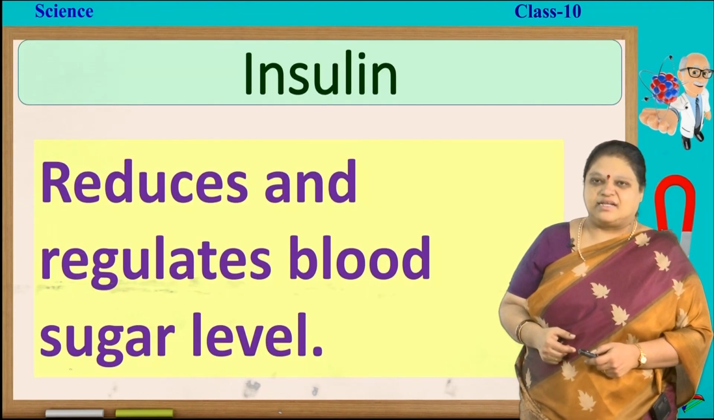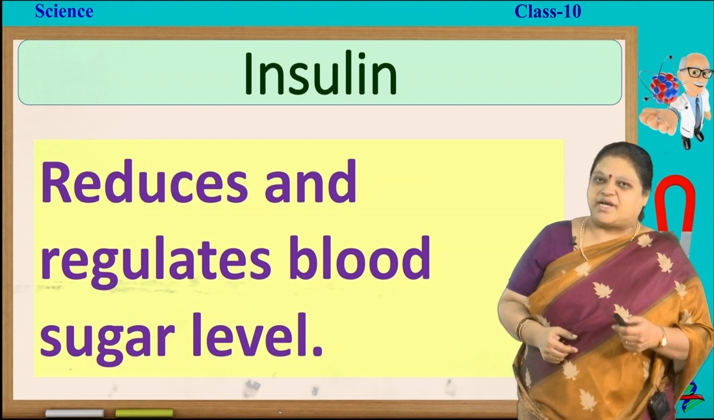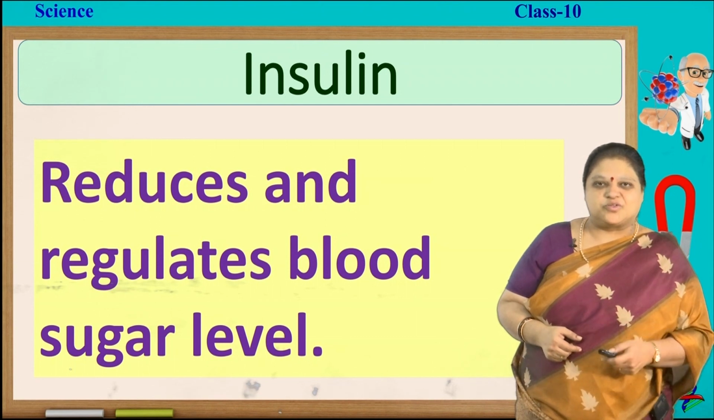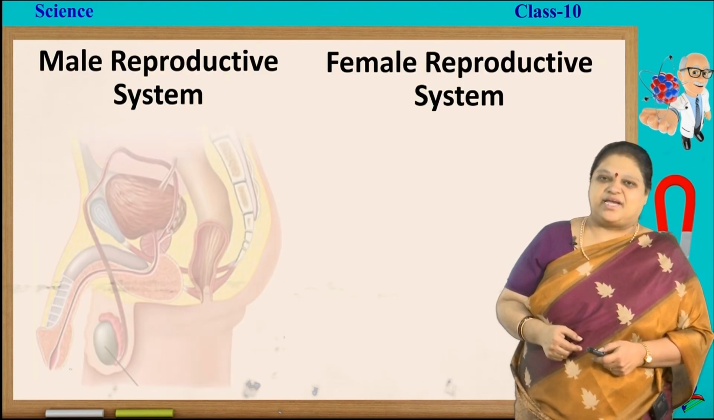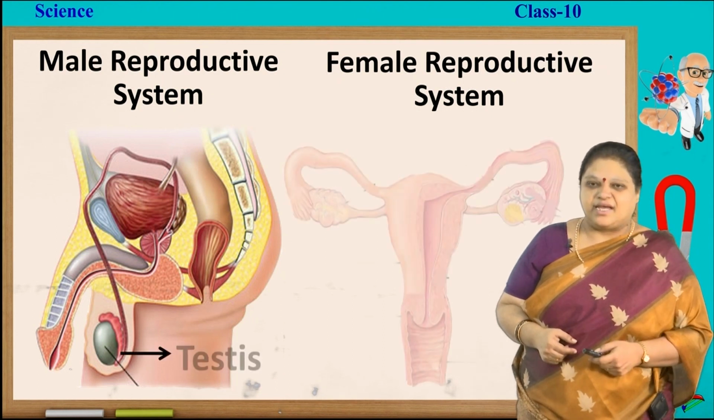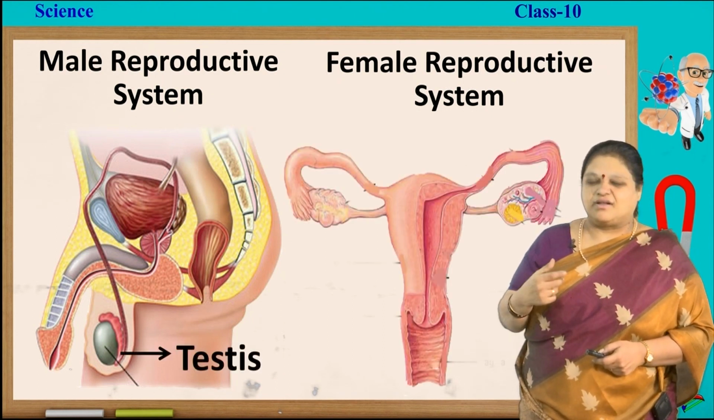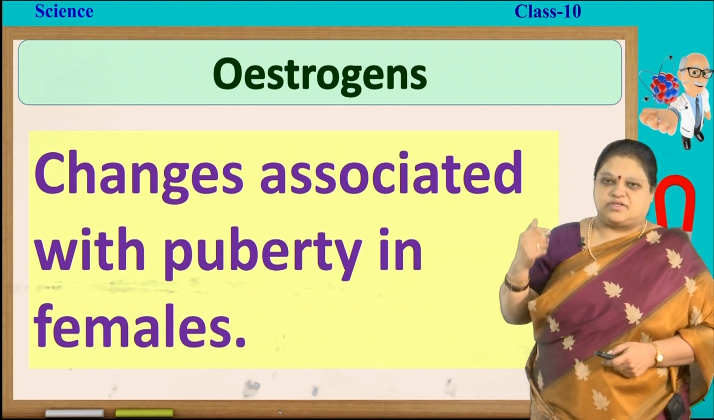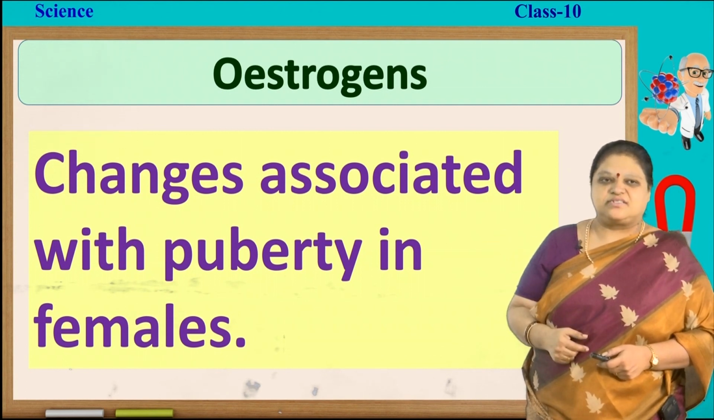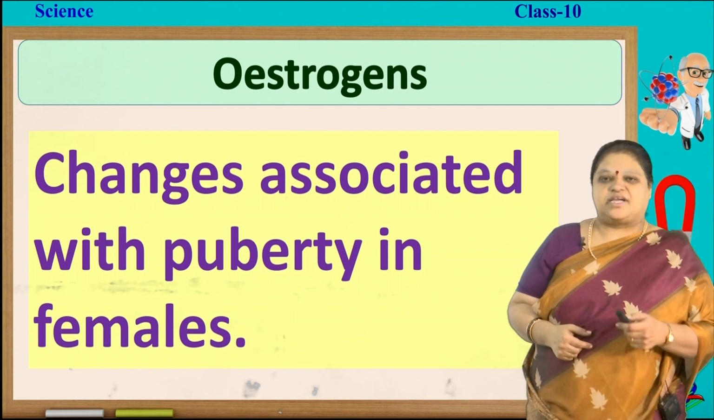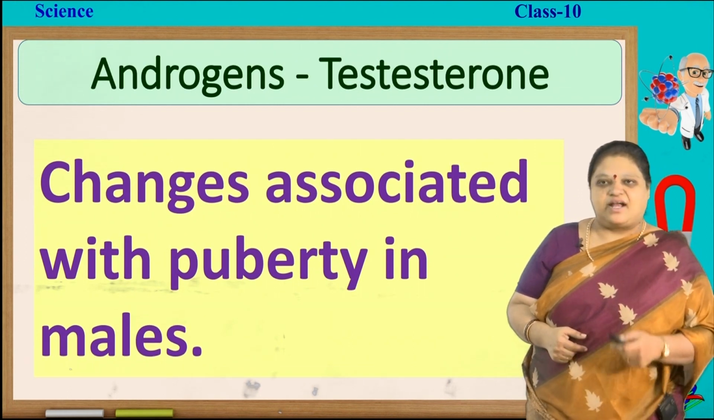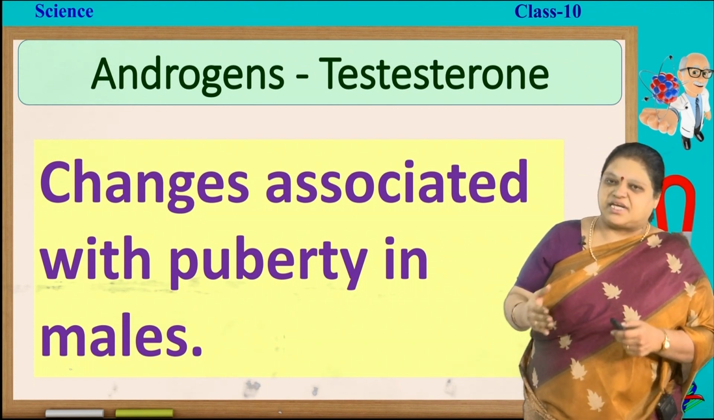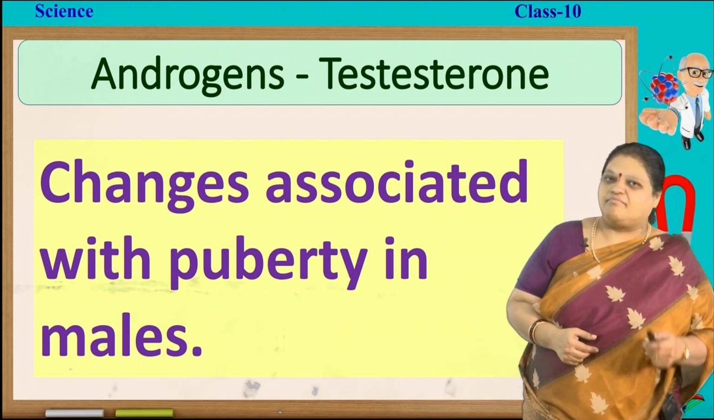Next we can see insulin, produced by the pancreatic gland, and it reduces and regulates blood sugar level. Next we see male and female reproductive systems. In the male we find the testis, it is a gonad, and in the female reproductive system you find the ovary. The female produces estrogens, which bring changes associated with puberty in females, whereas in males androgen produces testosterone. It is involved in changes associated with puberty in males.